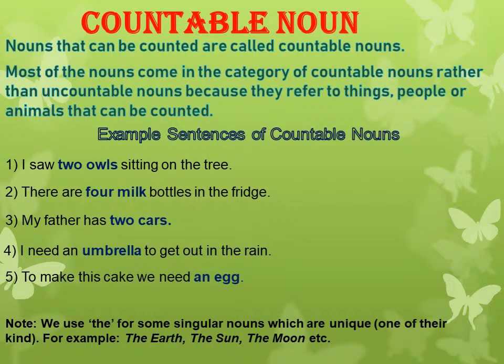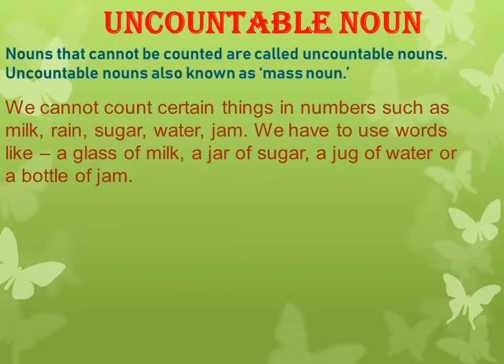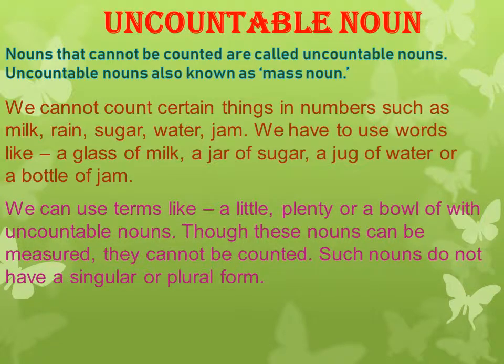Note, we use the for some singular nouns which are unique, one of their kind. For example, the earth, the sun, the moon, etc. We cannot count certain things in numbers such as milk, rain, sugar, water, jam. We have to use words like a glass of milk, a jar of sugar, a jug of water, or a bottle of jam. We can use terms like a little, plenty, or a bowl of with uncountable nouns. Though these nouns can be measured, they cannot be counted. Such nouns do not have a singular or plural form.